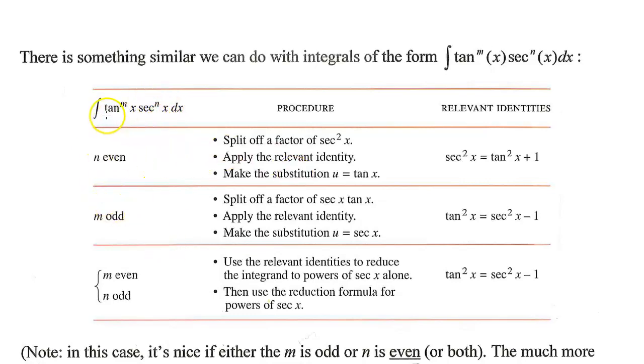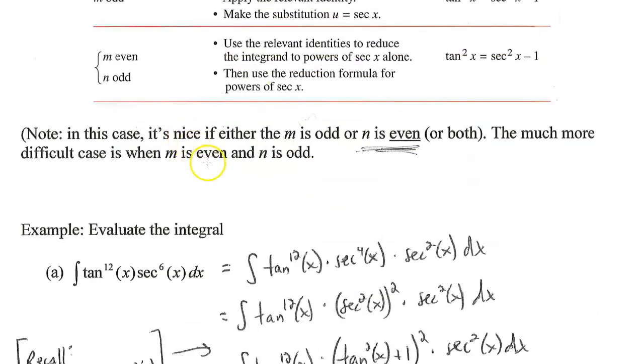Now, in the other case, what we're going to split off is a secant times a tangent. The reason that will be good is because we'll eventually let u be secant, and then du will be secant tangent. Okay, so let's do an example.